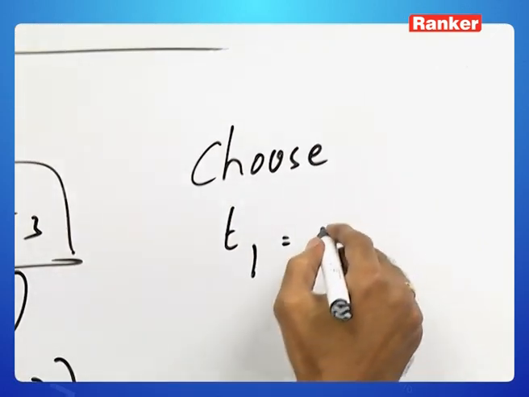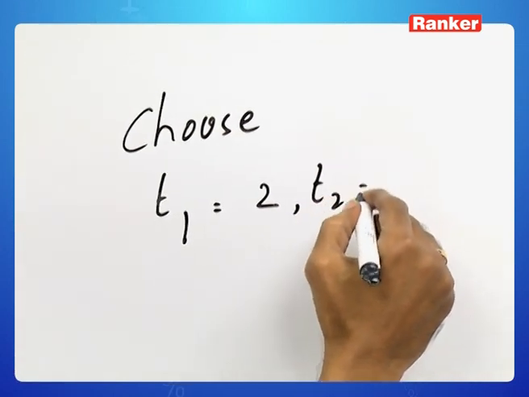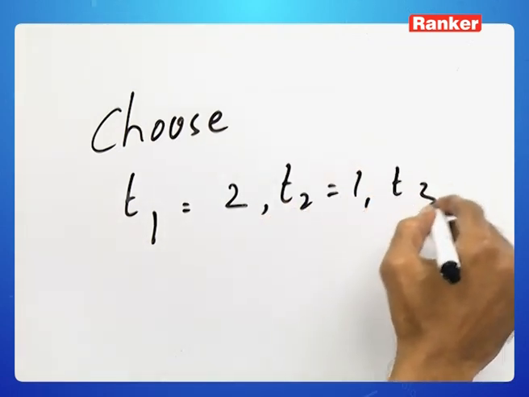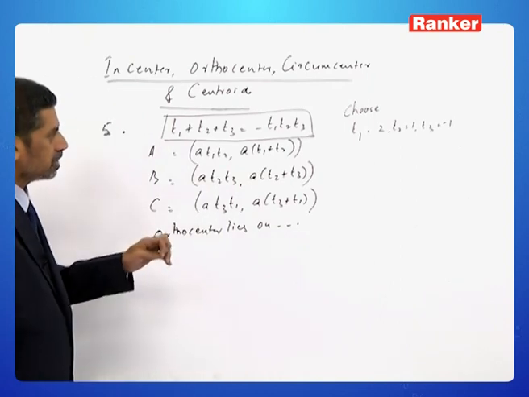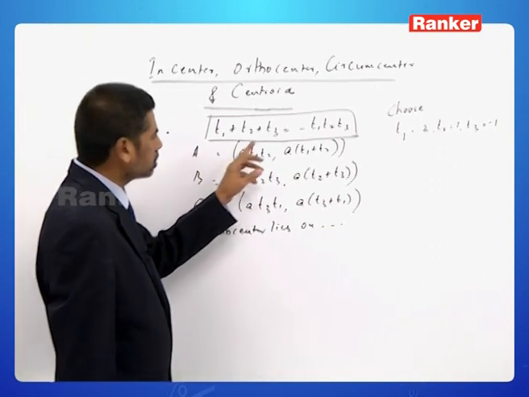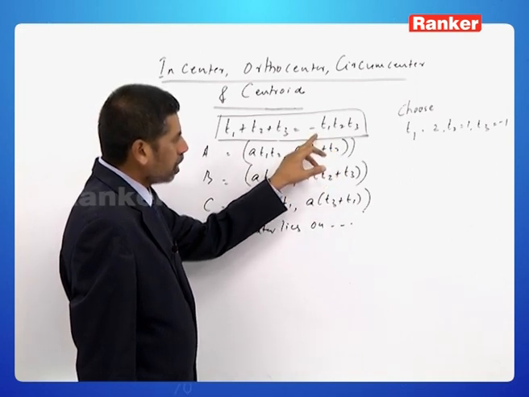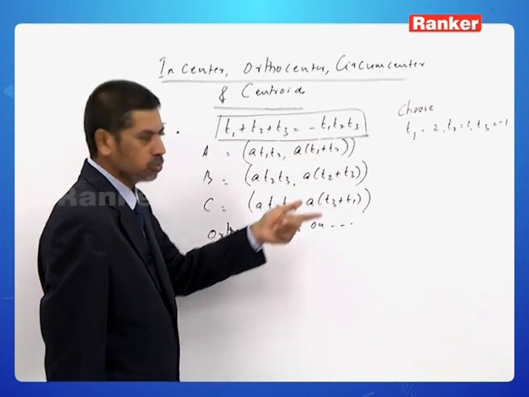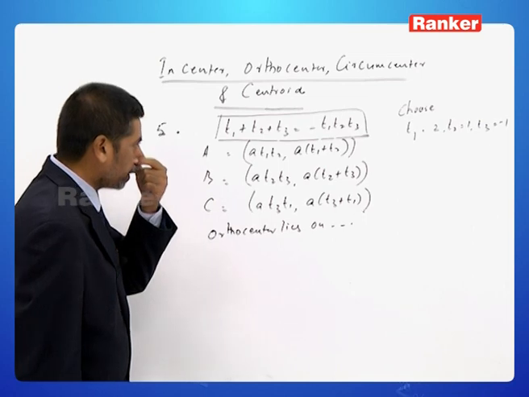some T1 is equal to 2, T2 is equal to 1 and T3 is equal to minus 1. Let us see whether this satisfies the condition. T1 plus T2 plus T3 on the left hand side becomes 2, and on the right hand side minus 2 into 1 into minus 1 is again 2. So therefore this combination may be alright.